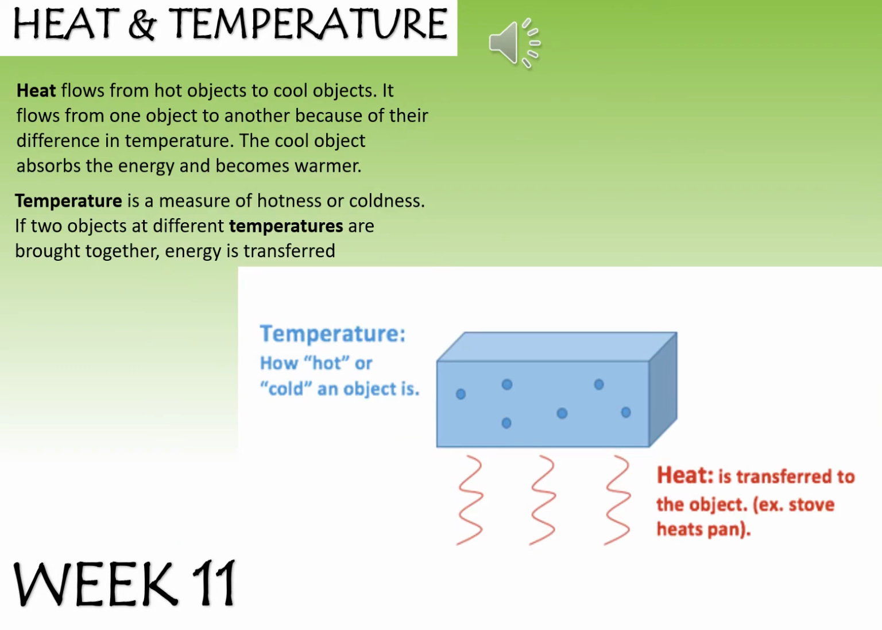Heat and temperature. Heat flows from hot objects to cool objects. It flows from one object to another because of their difference in temperature. The cool object absorbs the energy and becomes warmer. Temperature is the measurement of hotness and or coldness. If two objects of different temperatures are brought together, energy is transferred.